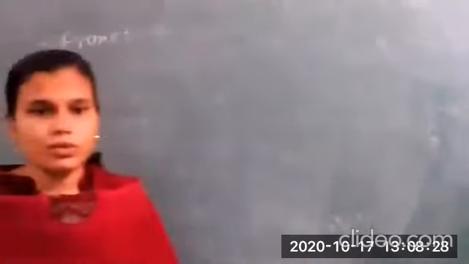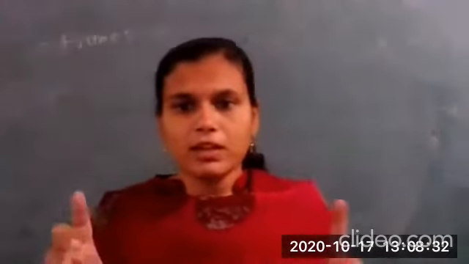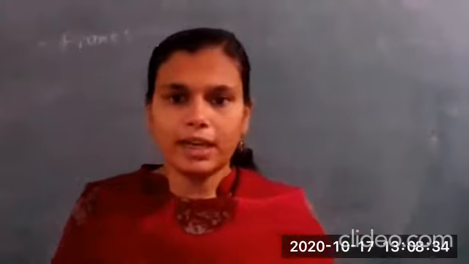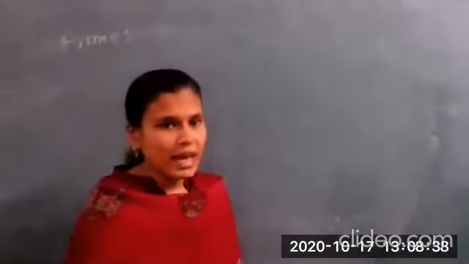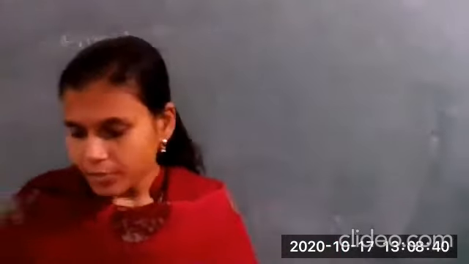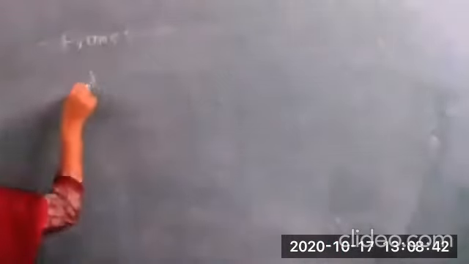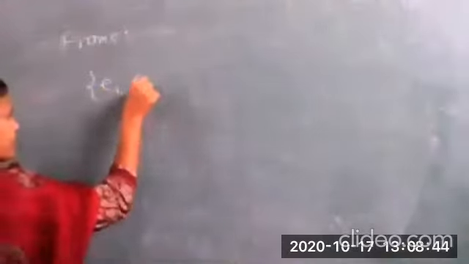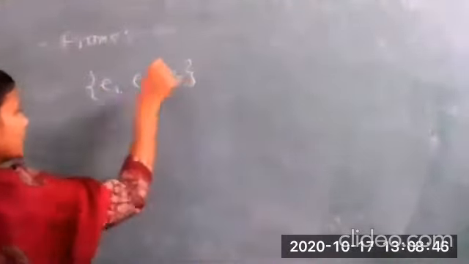Now everyone knows what a frame is. If you think of a frame, you might be thinking of one frame of a photo. But it is not like that. In differential geometry, we have a frame in the sense that we have a set of vectors, say E1, E2 and E3.